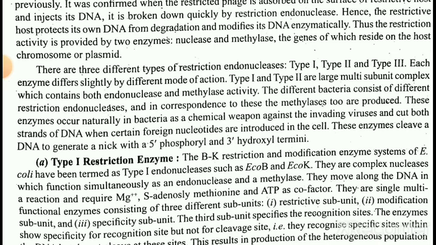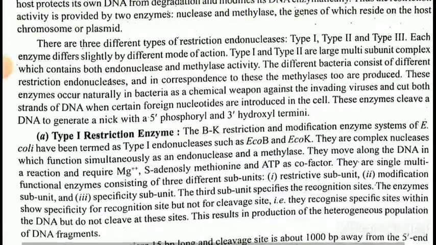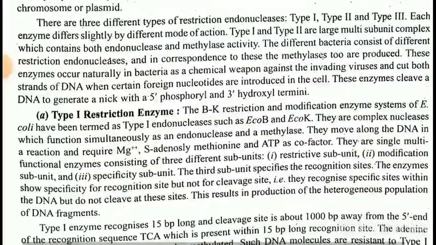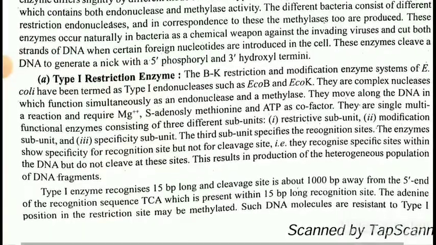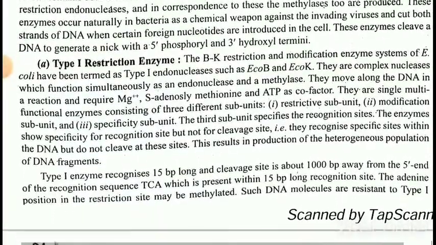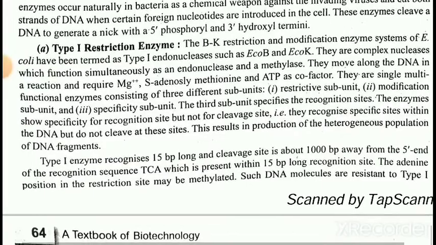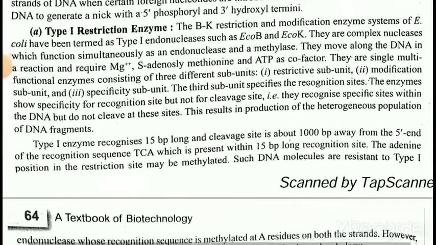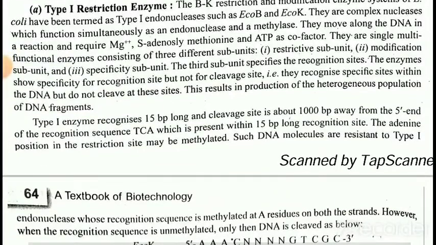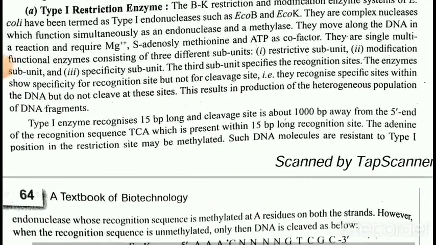A. Type 1 restriction enzyme. The EcoB and EcoK restriction and modification enzyme systems of E. coli have been termed type 1 endonucleases, such as EcoB and EcoC. They are complex nucleases which function simultaneously as an endonuclease and a methylase. They move along the DNA in a reaction and require Mg2+, S-adenosyl methionine and ATP as cofactors.